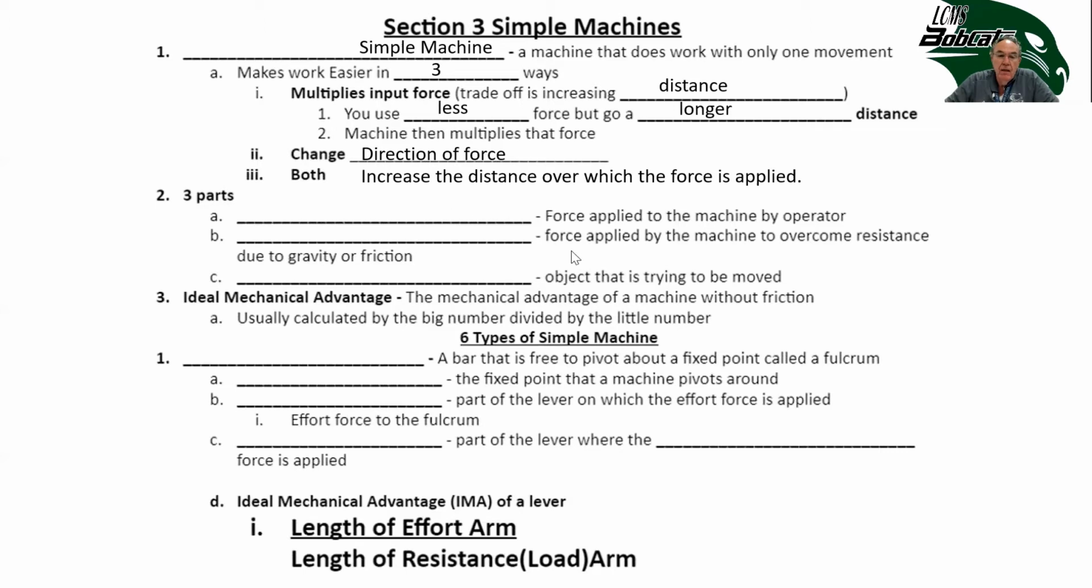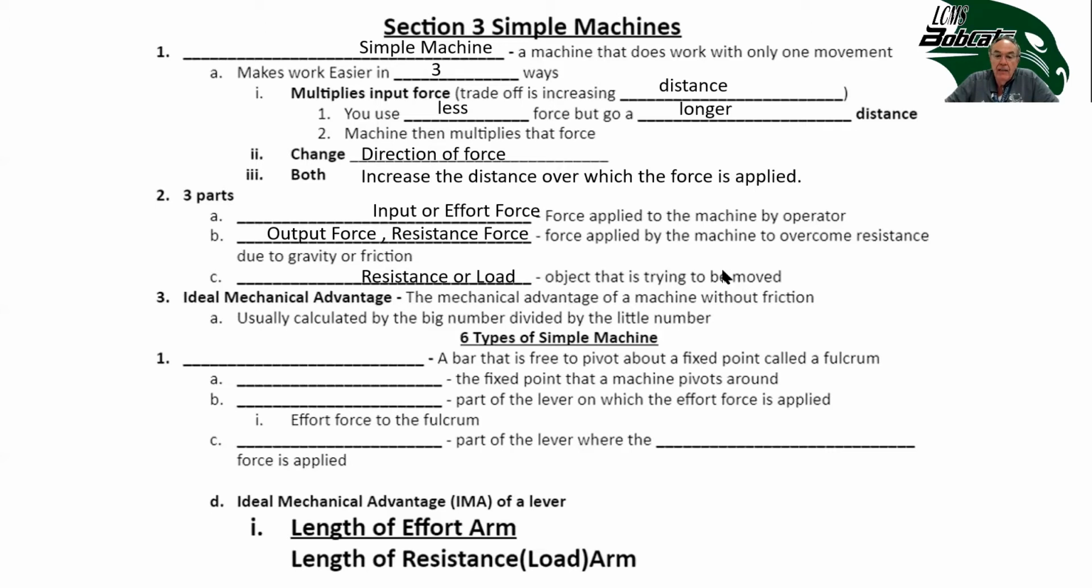Three parts of a machine. The input or effort force is the force applied to the machine by the operator. The output force or the resistance force is the force applied by the machine to overcome the resistance due to gravity or friction. And then there's the resistance or load. That's the object that has its inertia, and it has a resistance to being moved.